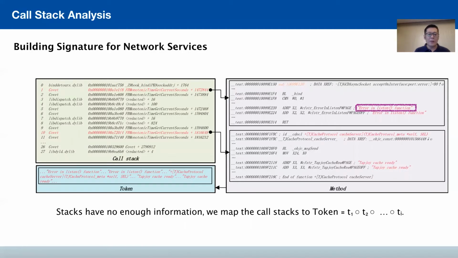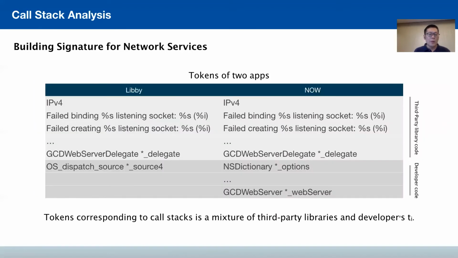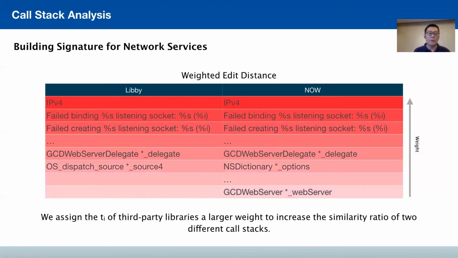To identify third-party network service libraries, we further map the code stack to tokens. The token is composed of strings in app code related to the code stack. Since apps that use the same third-party library have similar code stacks, we compute the similarity of these tokens. Considering the app code, the pointers point to a mixture of developers' code and third-party library code. The token collected is also a mixture of strings from developers and third-party library code.